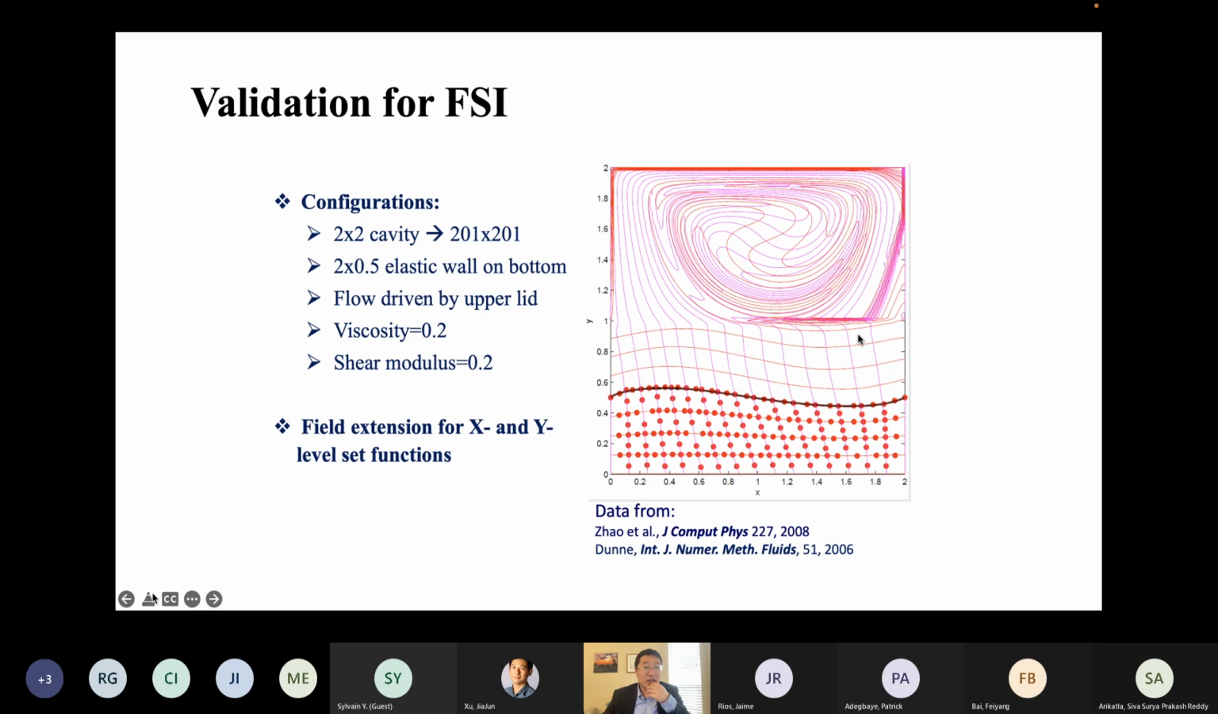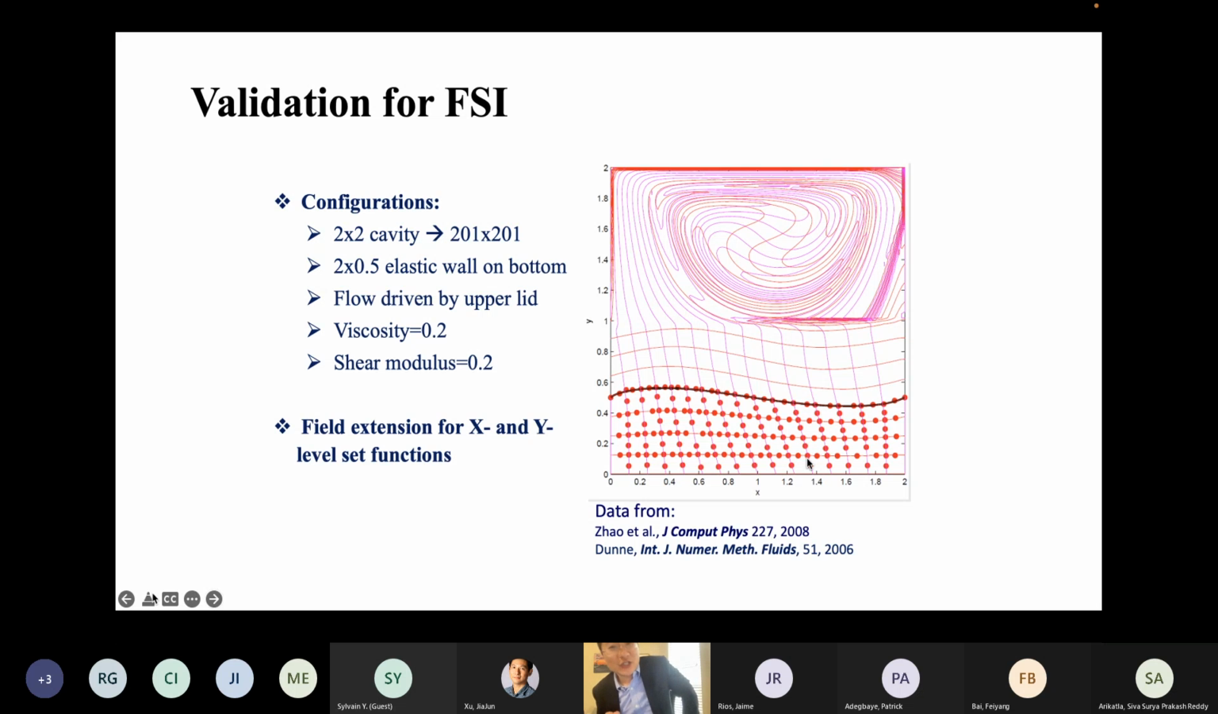So I only show the solid part, but the solid part has been affected by the fluid motion at the top. We use the field extension to make sure that near the solid boundary, the solid material coordinates are not affected by the fluid motion. So that's why you see the mixed reality. Fluid and solid are coexisting in the same domain, but it's just a numerical issue at the top. So we have good agreement with literature data.